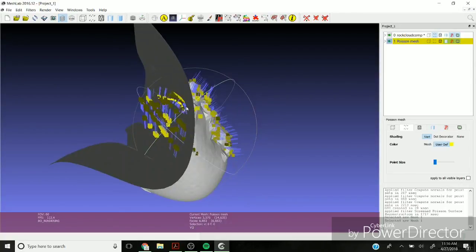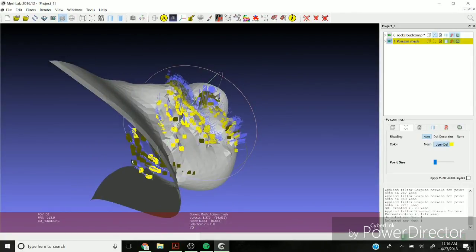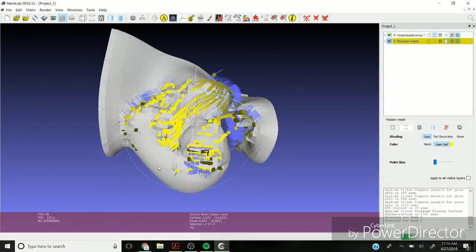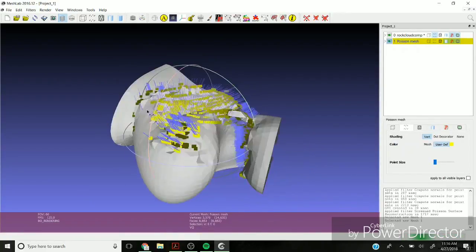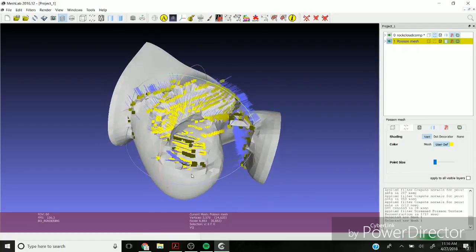Also, I'm having problems with this flatter surface here facing the wrong direction too. I've played around with it so long, I don't think I'm going to be able to get it without a better understanding of MeshLab.